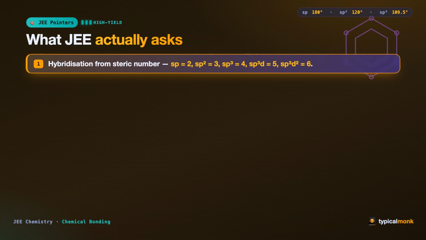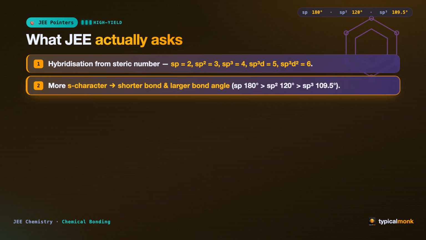Now sit up straight. These 5 lines are what JEE actually asks, year after year. 1. Read hybridization straight from the steric number. sp is 2, sp² is 3, sp³ is 4, sp³d is 5, and sp³d² is 6. 2. More s character means a shorter bond and a larger bond angle. That is why the angle falls from 180 degrees in sp to 120 in sp² to 109.5 in sp³.